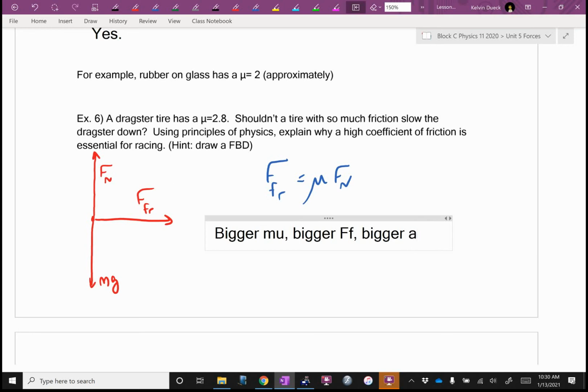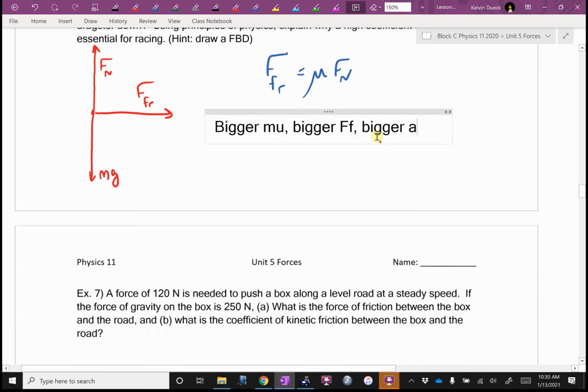Dragster tires are also very, very expensive. Typically, you can only use them once or twice, and then they're shot. Anybody here do drag racing? I should have asked. Nobody into racing? Okay.